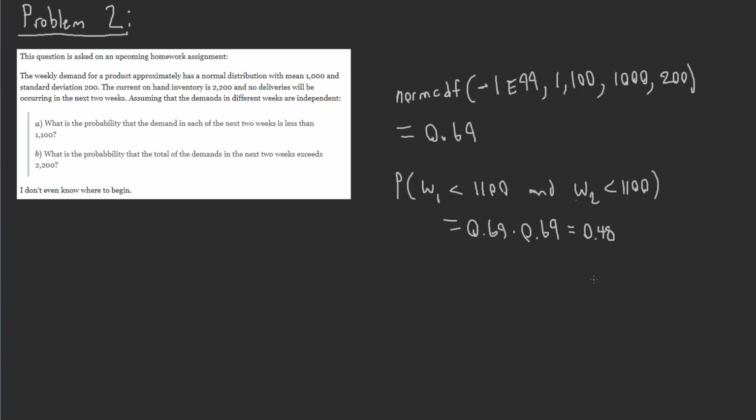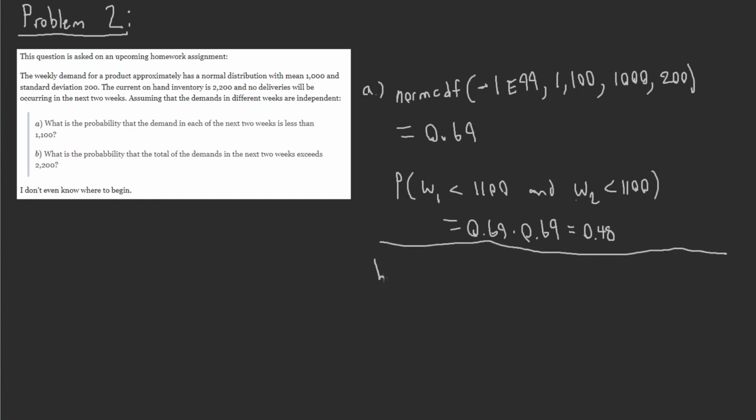And so I'm not exactly sure what the question is asking here, because it says demand in each of the next 2 weeks, so I don't know if that means the demand in both of the next 2 weeks being less than 1,100, or if it's asking us what the probability is that in one of the next 2 weeks the demand will be less than 1,100. So I just went ahead and solved both of those problems here.